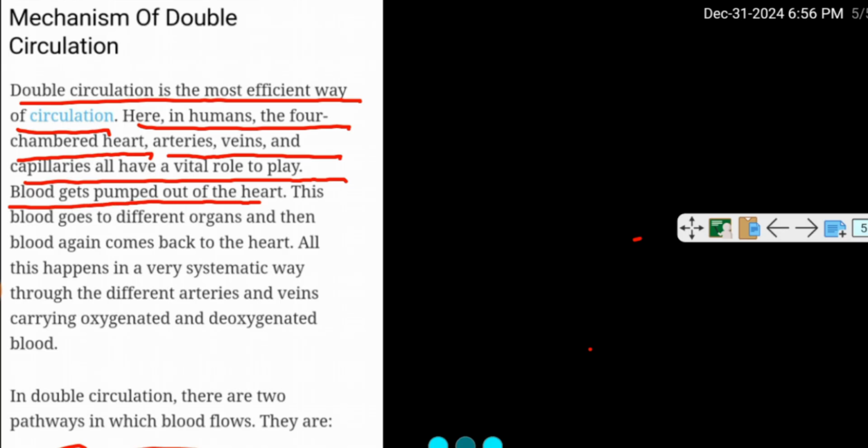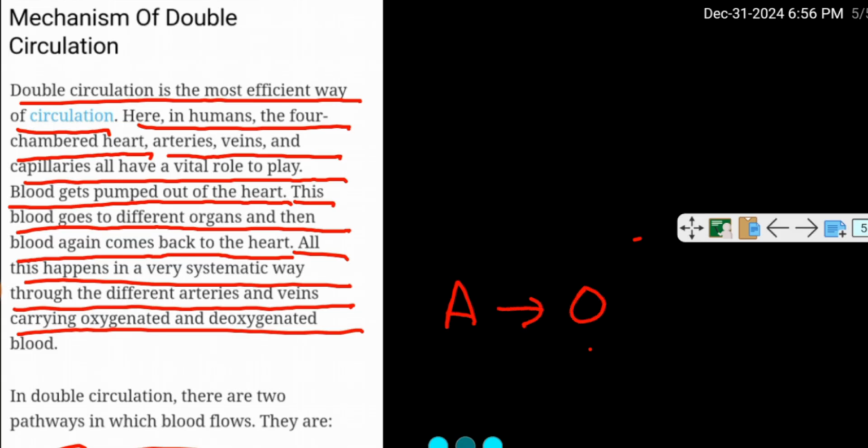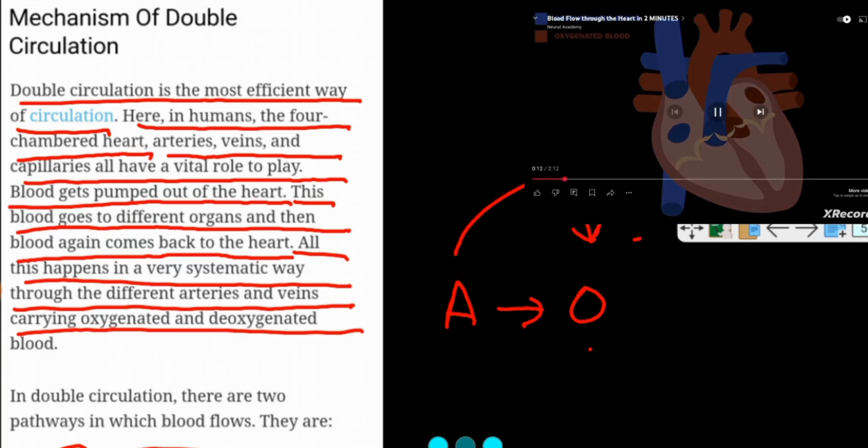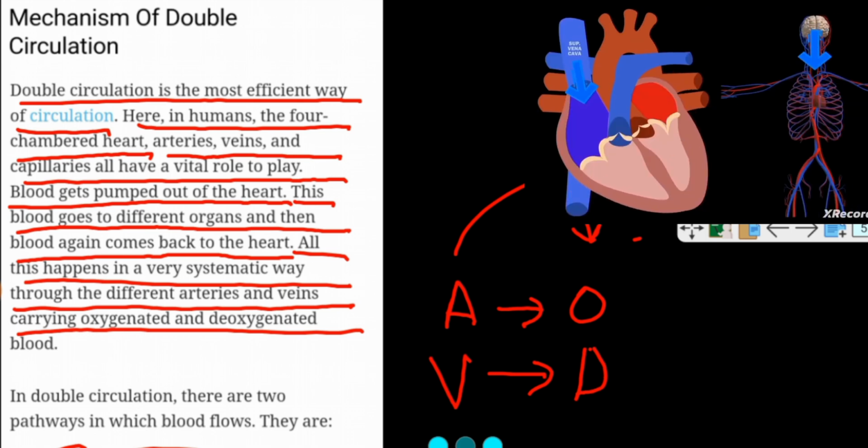Blood gets pumped out of the heart, and this blood goes to different organs, and then the blood again comes back to the heart. So all this happens in a very systematic way through the different arteries and veins carrying the oxygenated and deoxygenated blood. We know arteries carry the AO, I told you. AO is arteries carrying oxygenated blood. Veins carry the deoxygenated blood, and they have a proper separate system, and no mixing will be there.